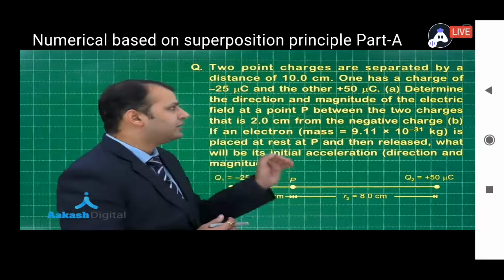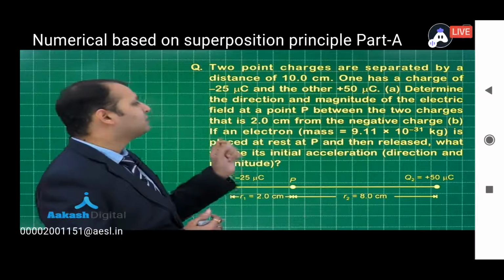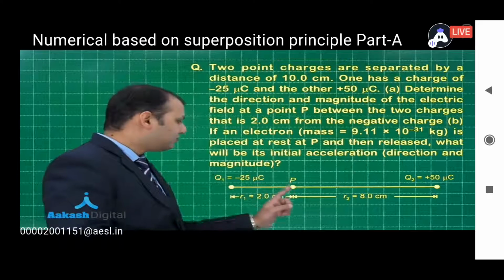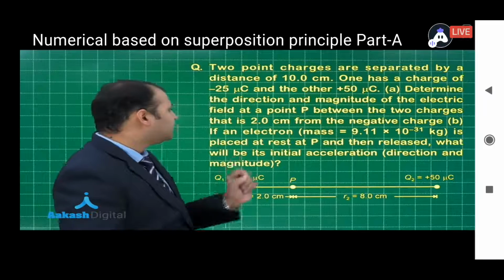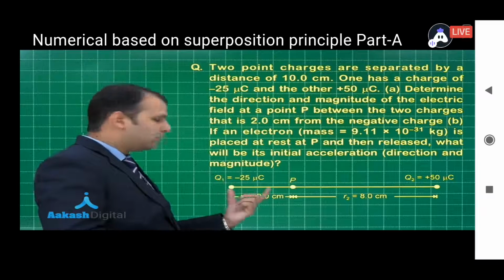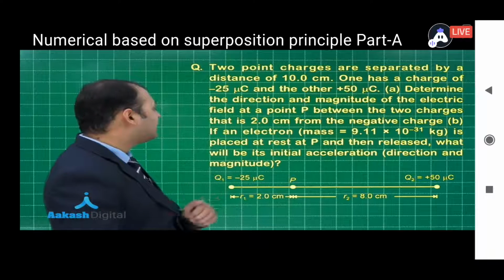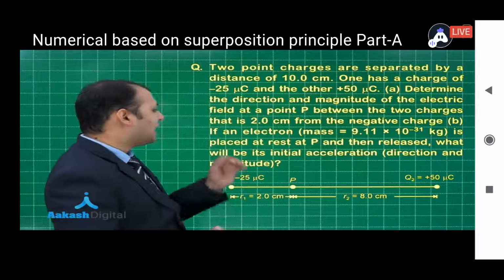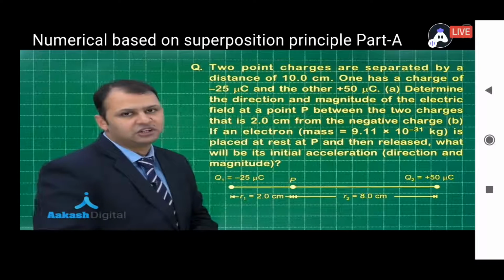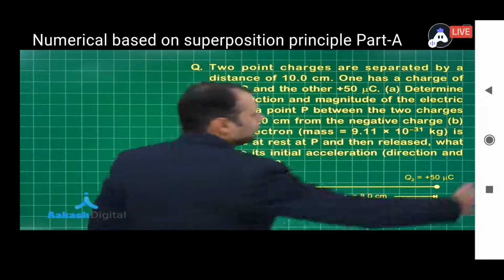Now there are parts to it. The first one is to determine the direction and the magnitude of electric field at a point P. As you can see in this diagram, these are the two charges we were talking about, and this is the point P. The point P is situated at a distance of 2 centimeter from the negative charge. So from minus 25 microcoulomb, this distance is 2 centimeter. So the rest would be 8, obviously. Now the second part is if an electron is placed at rest at P and then released, what will be its initial acceleration? This is what we have to find. So there are two parts. Let's start with the solution for the first part.